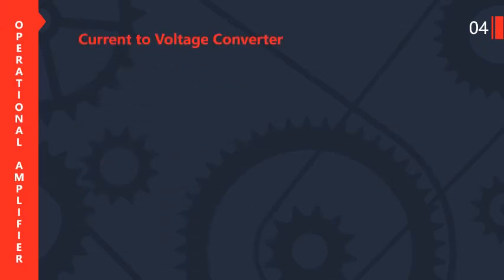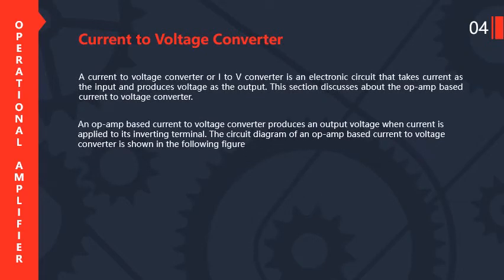So this is all about the voltage to current converter. Next is a current to voltage converter. A current to voltage converter, or I to V converter, is an electronic circuit that takes current as input and produces the voltage as the output. This section discusses the operational amplifier based current to voltage converter.